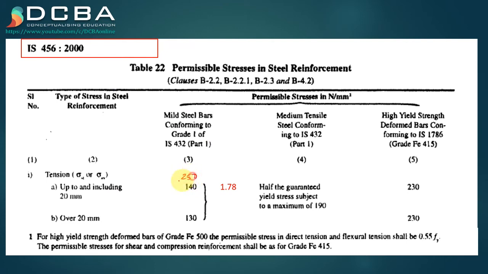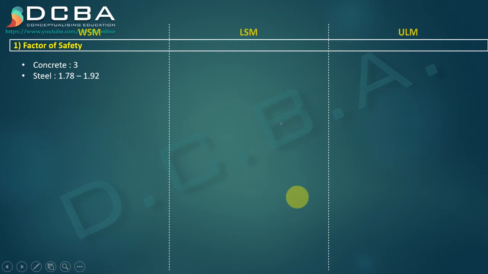Basically, if I divide 250 by 140, I'll get 1.7. 250 by 130, I'll get 1.92. Similarly, here for 415, if I divide 415 by 230, I'll get 1.8, and again here 1.8. For 0.55, if I take inverse of 0.55, it is 1.82 almost. So this is your factor of safety. And again, if you take the average of all of them, you can see that they are almost equal to 1.8. So it is in the range of 1.78 to 1.92.